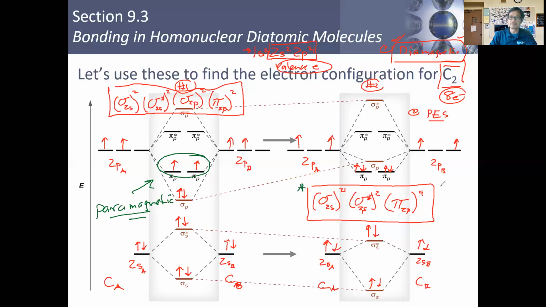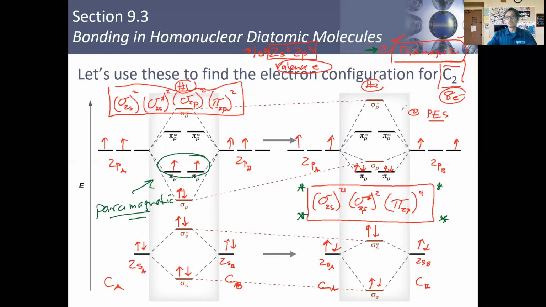That alone right there, the fact that dicarbon C2 is diamagnetic, allows us to confirm that this is the correct electron configuration for C2 dicarbon. So that's what we use this information for. We use that to decide which one of these two electron configurations represents the correct electron configuration for dicarbon.